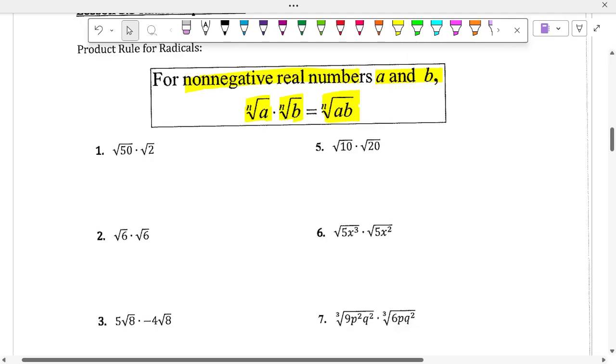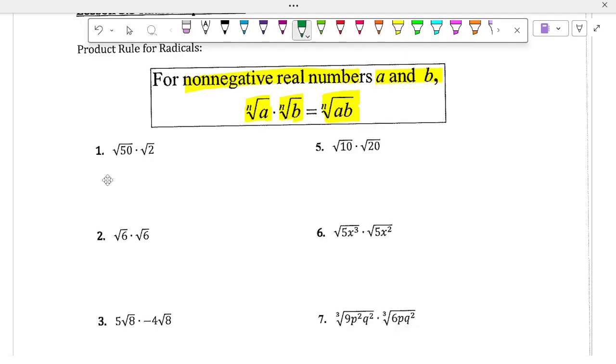So for example, if I do square root of 50 times square root of 2, what's that equal to? The square root of 100. I just do 50 times 2. What's the square root of 100? 10.